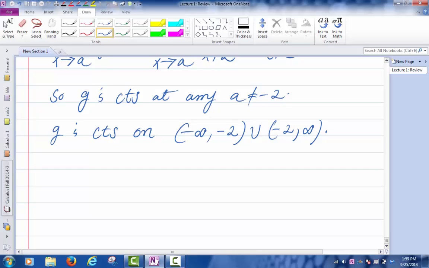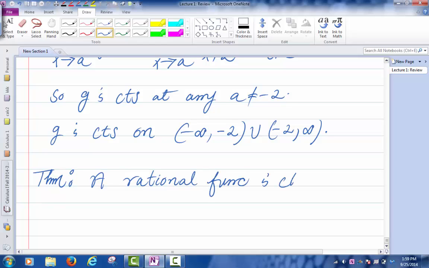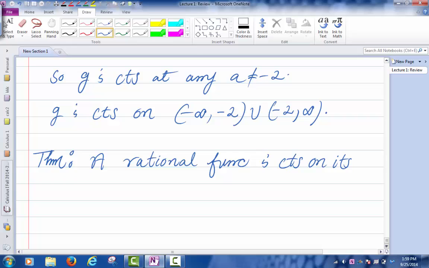Okay? So a rational function is continuous on its domain.